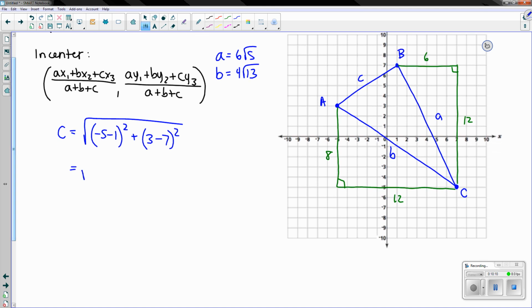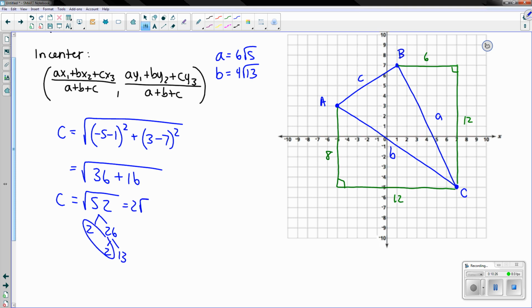So then we're going to get negative 6 squared, which is 36. And then we're going to get negative 4 squared, which is 16. So we're going to get the square root of 52. So if we break that down, 2 and 26, 2 and 13, we're going to get 2 root 13.